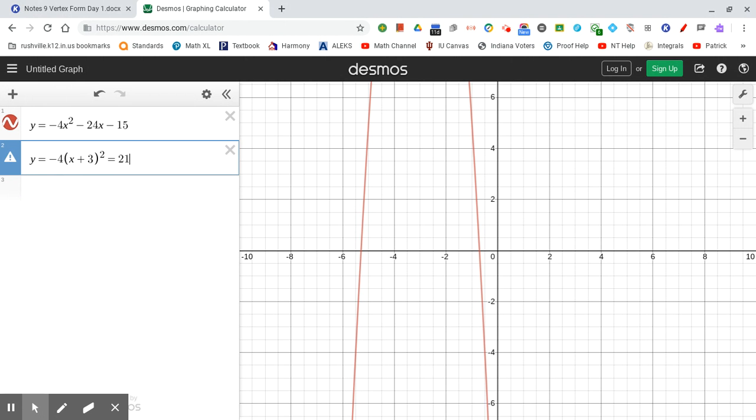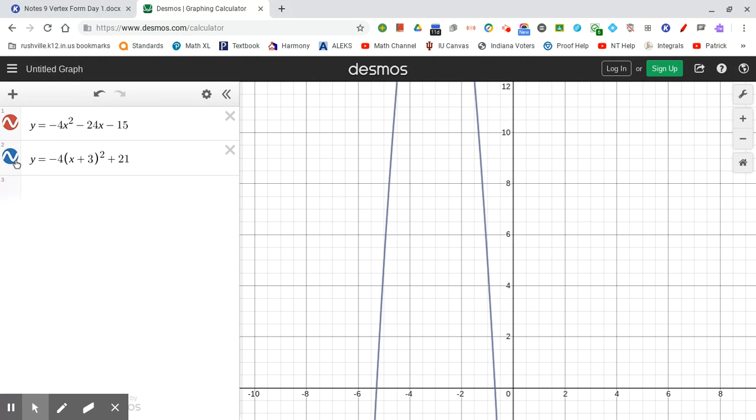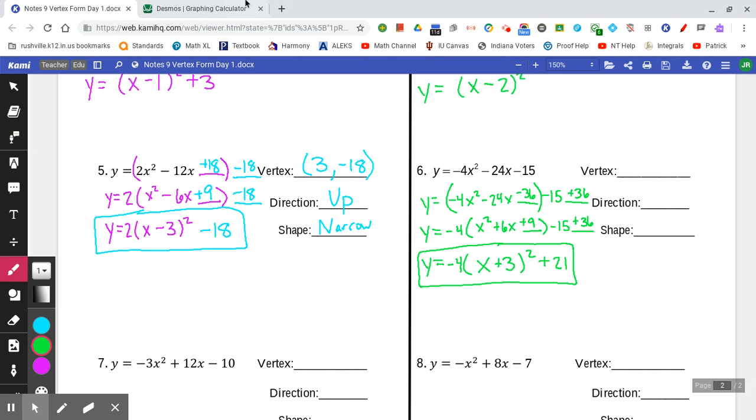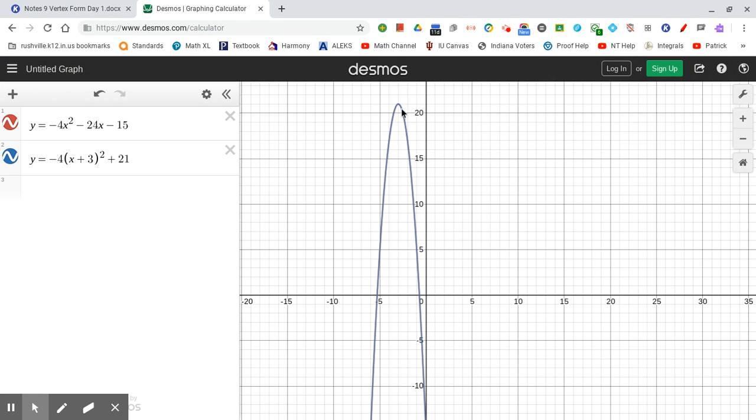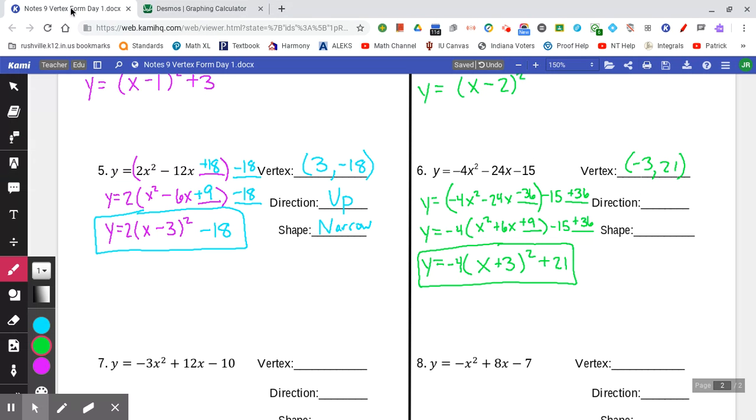So what I can do is make sure when I graph them both, if I take one away and then put it back on, are they right on top of each other? Yes, they are. So because they're the same graph, that tells me I did it right. And then now I can just use my vertex form in order to answer these questions about my quadratic, my parabola, some transformations. So the vertex would be at negative 3, positive 21, and that can be confirmed by looking at my parabola that's been graphed. I click on it right there, negative 3, positive 21.